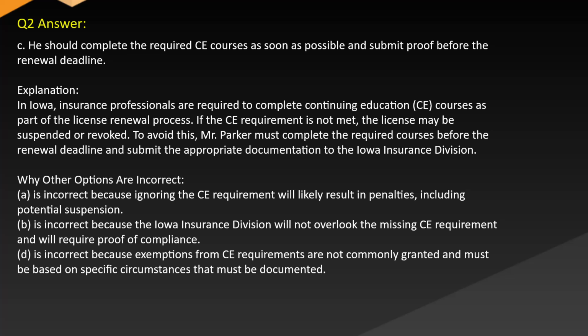B is incorrect because the Iowa Insurance Division will not overlook the missing CE requirement and will require proof of compliance. D is incorrect because exemptions from CE requirements are not commonly granted and must be based on specific circumstances that must be documented.